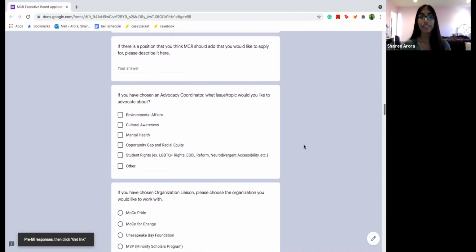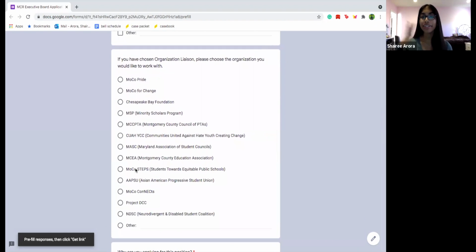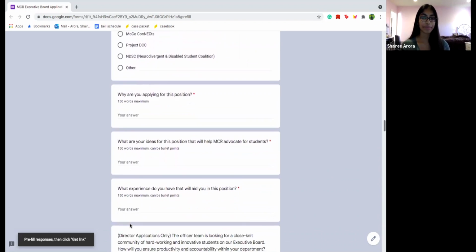If you applied for an advocacy coordinator, we ask that you click all the different topics that you would be comfortable leading a task force in. And again, if you have another idea for a task force topic, please feel free to add it under other. If you chose an organizational liaison, you'll see this question with all the different organizations that we have partnerships with. So go ahead and choose which organization you'd be most comfortable being the liaison for. And again, if there's another organization you'd like to see us have a partnership with and be the liaison for, please add that under other.